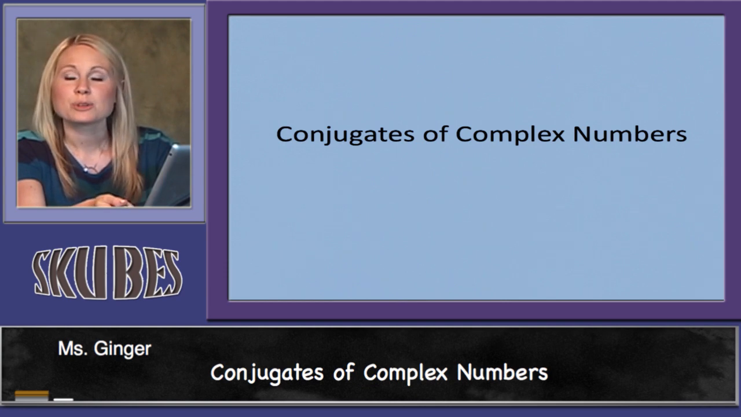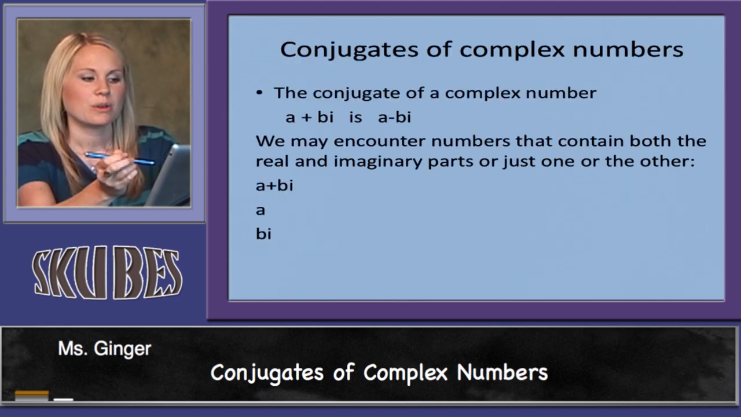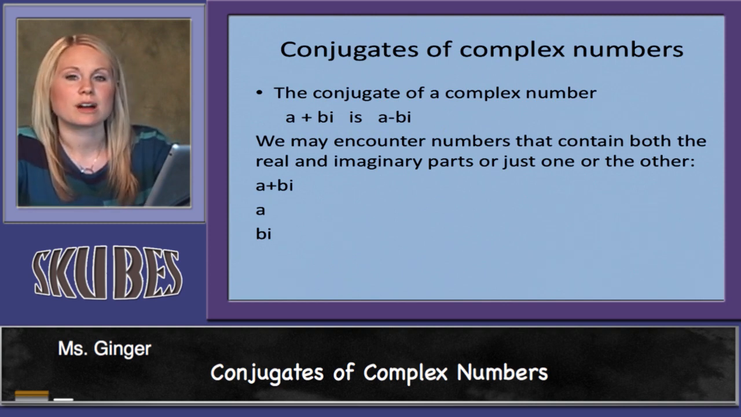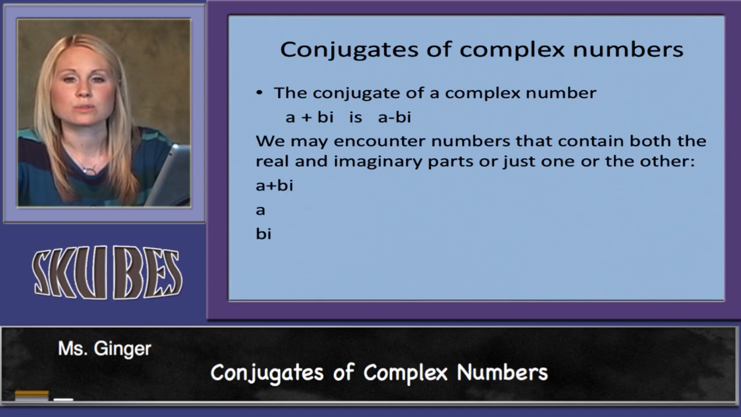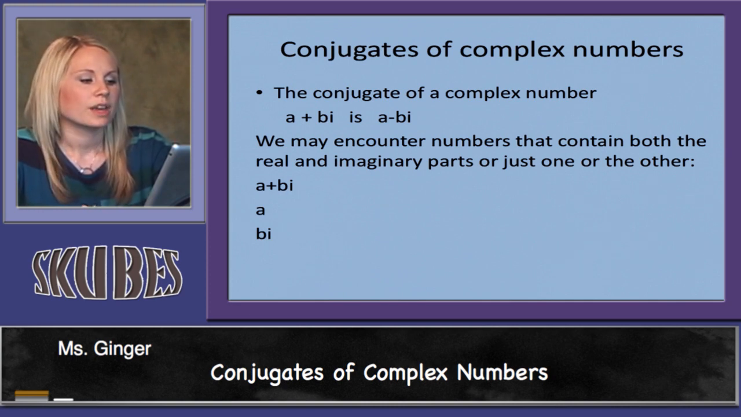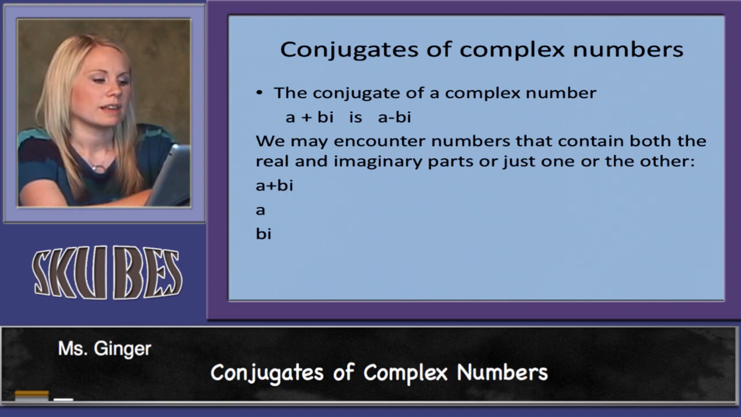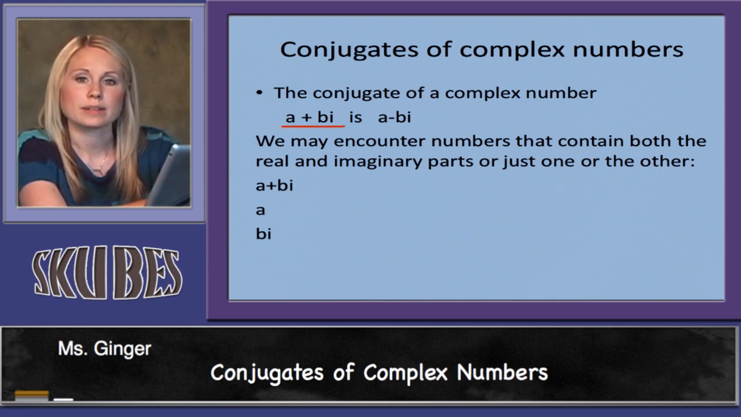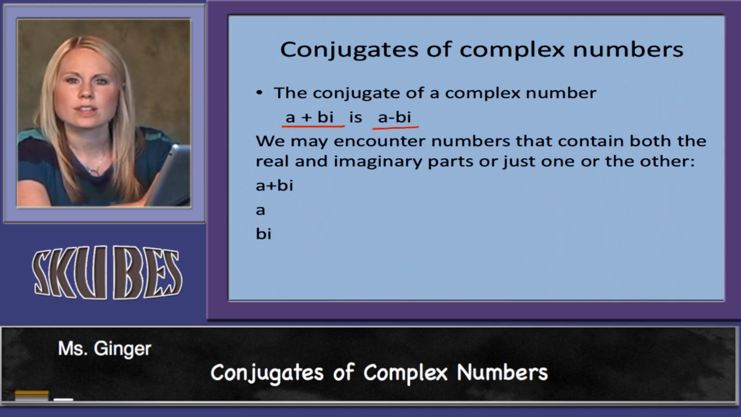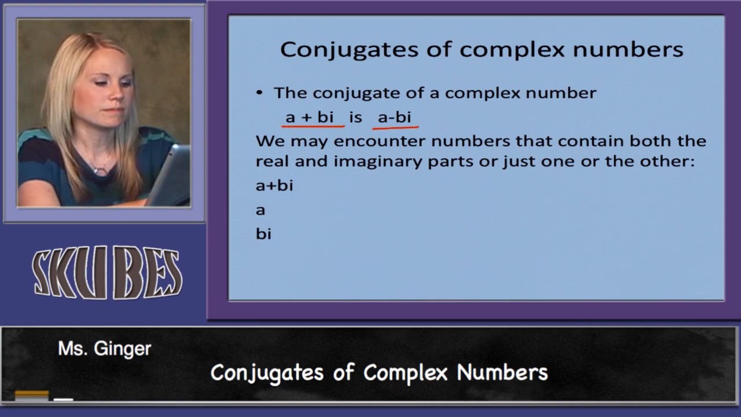Hey everyone, and welcome to our lesson on conjugates of complex numbers. When you think about conjugates of a complex number, you can sort of think of the opposite of the thing that you see, the expression that you see. For example, if I see an expression a plus bi, a complex number in this form, the conjugate of that is going to be a minus bi. So I'm just going to change that symbol in the middle.